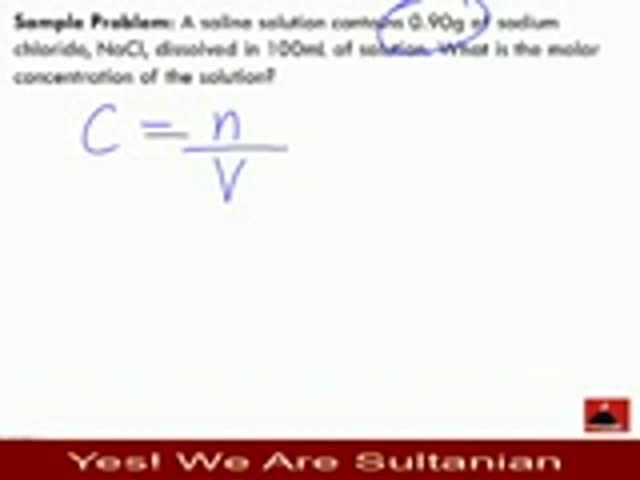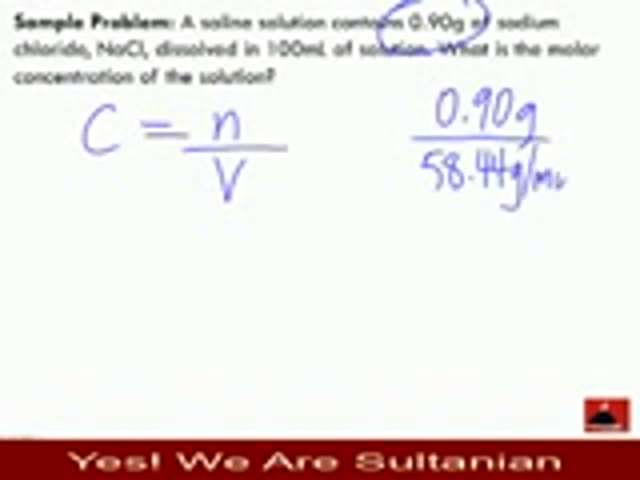0.90 grams divided by the molar mass of NaCl, which is 58.44 grams per mole. Grams cancel out, and we're given 1.54 times 10 to the power of negative 2 moles of NaCl. So we have that number of moles of NaCl.